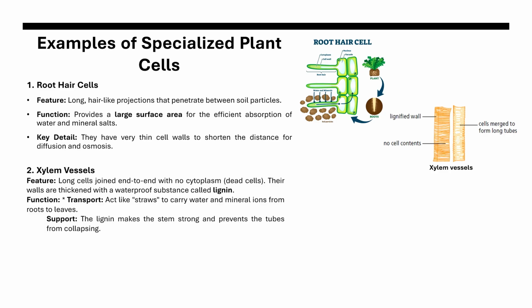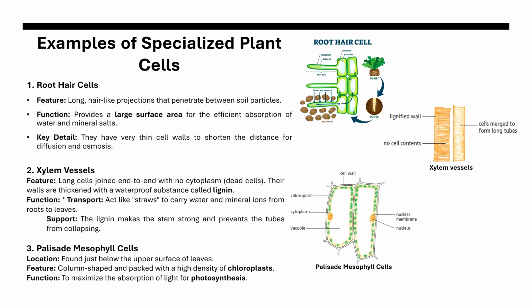Next is the xylem. These are actually dead cells joined end to end to form long hollow tubes, sort of like biological straws. They are thickened with a tough waterproof substance called lignin. The xylem does two big jobs. Number one is transport, carrying water and minerals from the roots all the way to the leaves. They also provide support. That lignin is so strong that it prevents the tubes from collapsing under pressure and helps the whole plant stay upright.